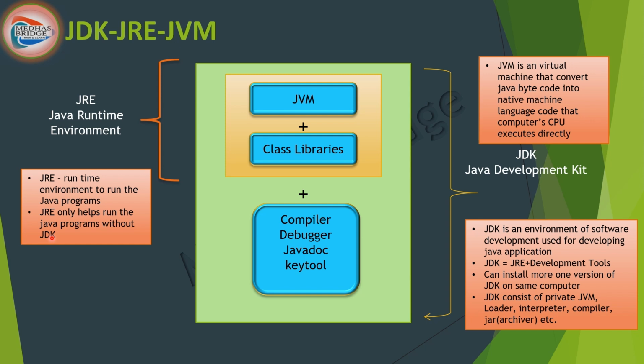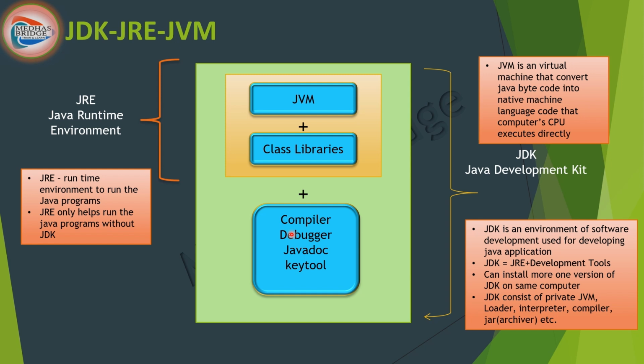Okay, so now comes the topic of JDK. What is meant by JDK? JDK means Java Development Kit, right? So I have captured a few highlights here. JDK is a software development environment used for developing Java applications. Okay, JDK means JRE, which means JVM, plus class library, plus development tools like a compiler, debugger, Javadoc, keytool, and these are all. So these will run on the same software, right?